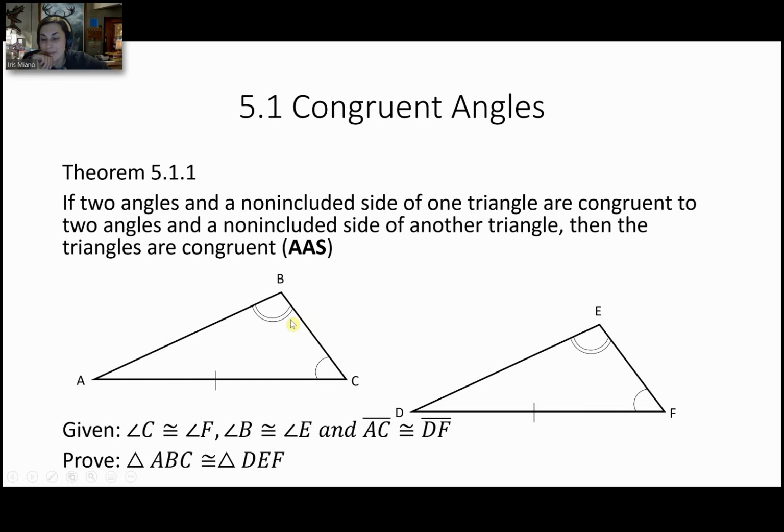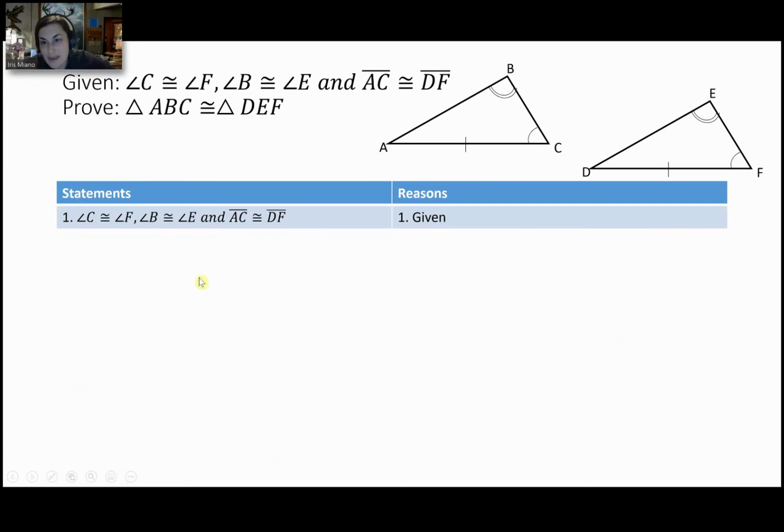Let's say in the process of writing up the formal proof for this theorem, the given statement would be: angles C and F are congruent, angles B and E are congruent, and line segments AC and DF are congruent. Then we want to use all this information to prove that the two triangles are congruent. Now watch this. We're going to dump that first statement with all of the given information right in there and justify it with the word given. That's your freebie, always going to be like this. So where can we go from here?